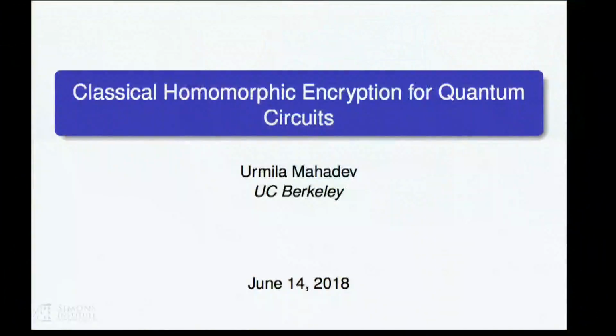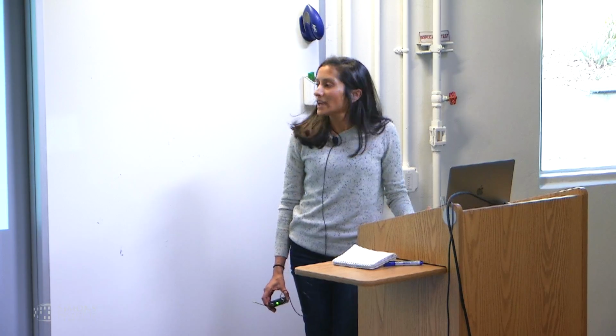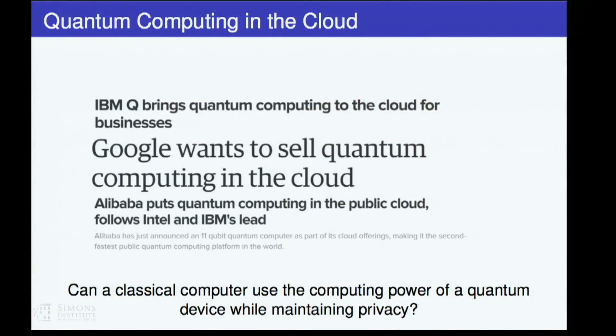Okay, our next speaker is Arnul Mahadev. I'll be talking about classical homomorphic encryption for quantum circuits. So in this setting, if you have a quantum computer on the cloud and you'd like to delegate a computation to it, can you delegate it while maintaining privacy? So you only have a classical computer and you would like the quantum computer to run a computation on your data without learning anything about the data.